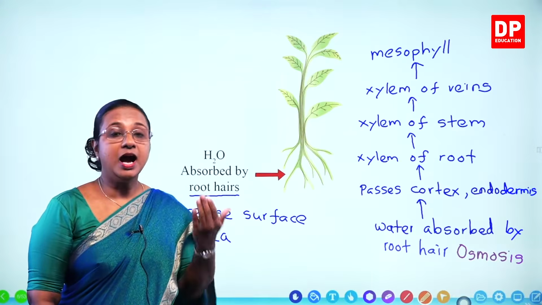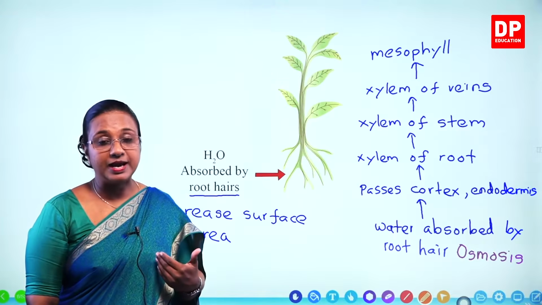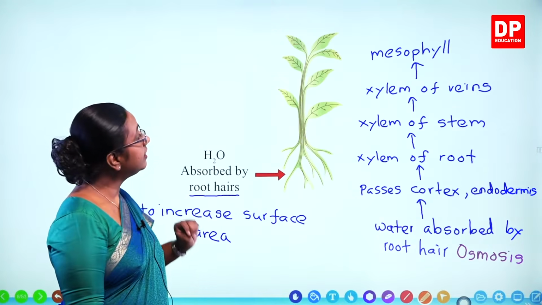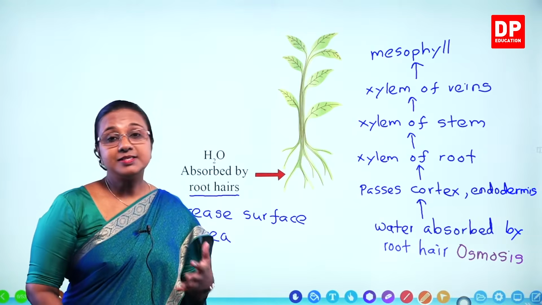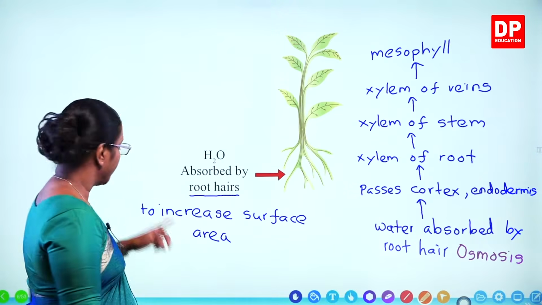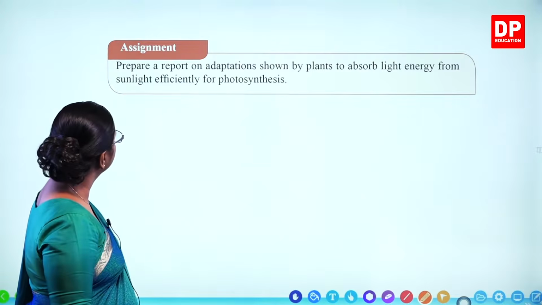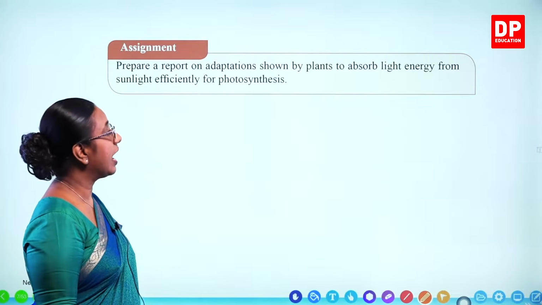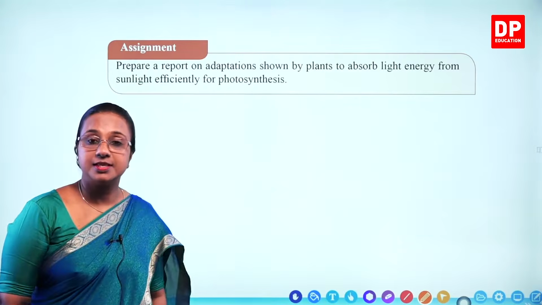I already explained how carbon dioxide enters into the plant leaf through the stomata and diffuses into the mesophyll cells. The third factor that is obtained externally is sunlight. And plants have many adaptations to absorb sunlight very efficiently. So to do this, you have an assignment. Assignment: prepare a report on adaptations shown by plants to absorb light energy from sunlight efficiently for photosynthesis.